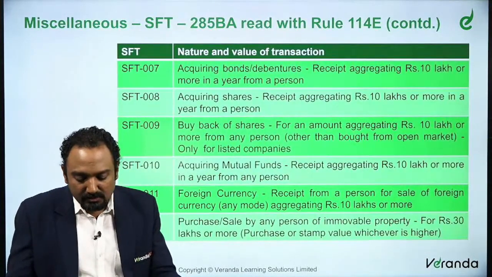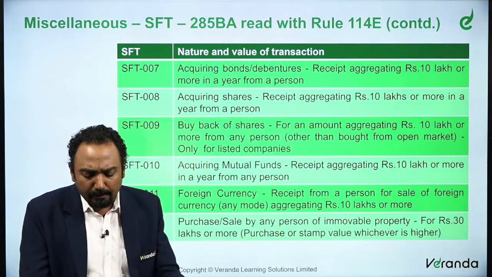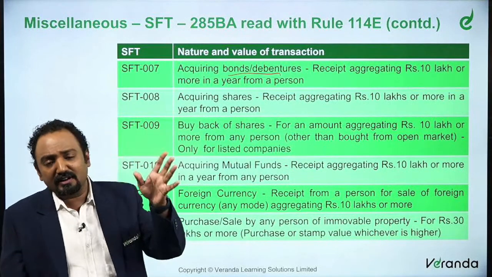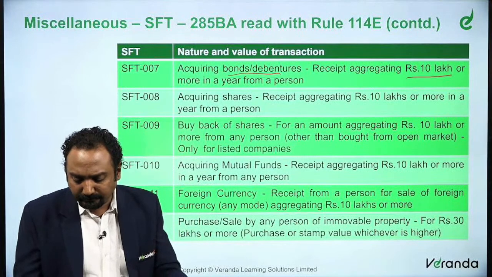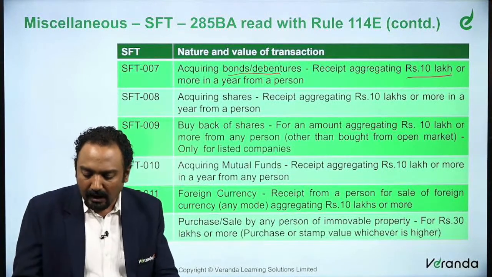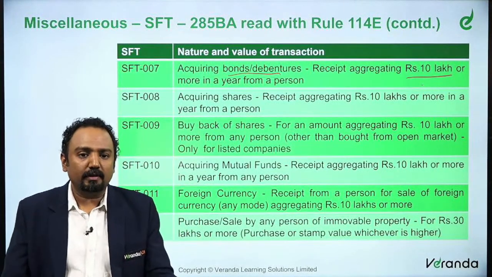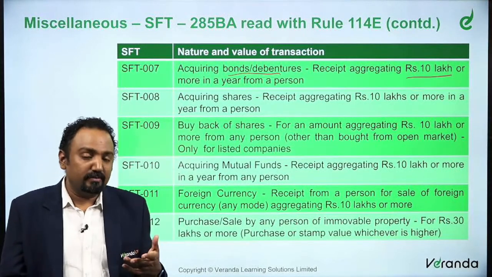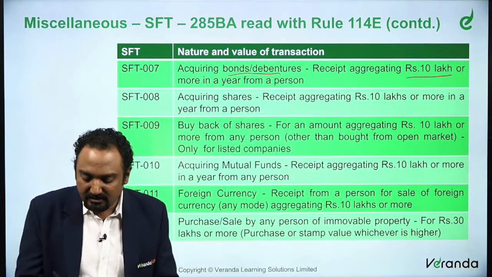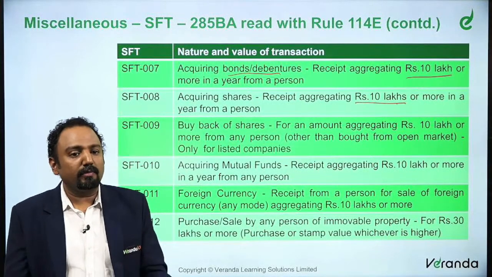And then the 7th one is any bond or debentures that is being acquired. Earlier we saw related to RBI and other things. This is any other bond aggregating 10 lakh or more in a year from a person. Then you have SFT 8, which is shares. Earlier we said bond or debentures, now we are saying shares. This is also 10 lakhs or more from a person.